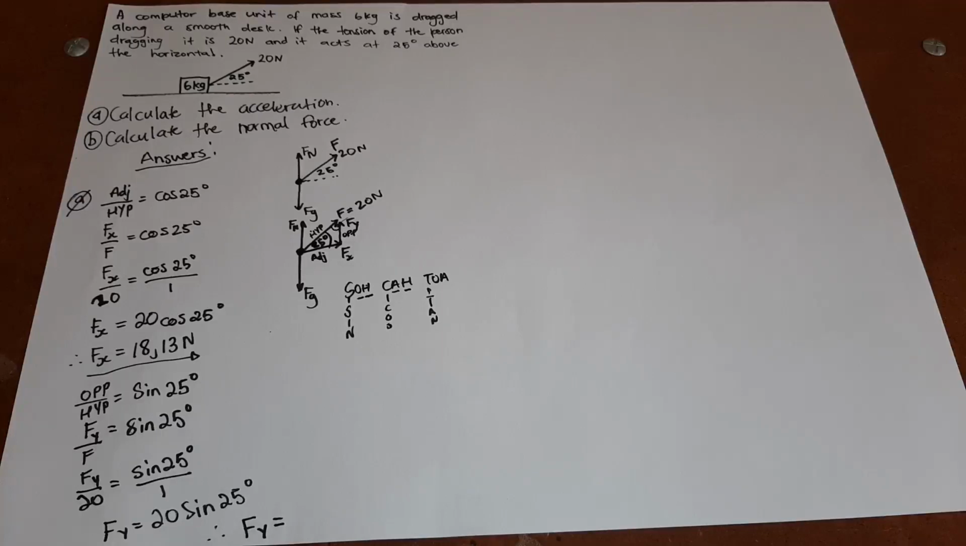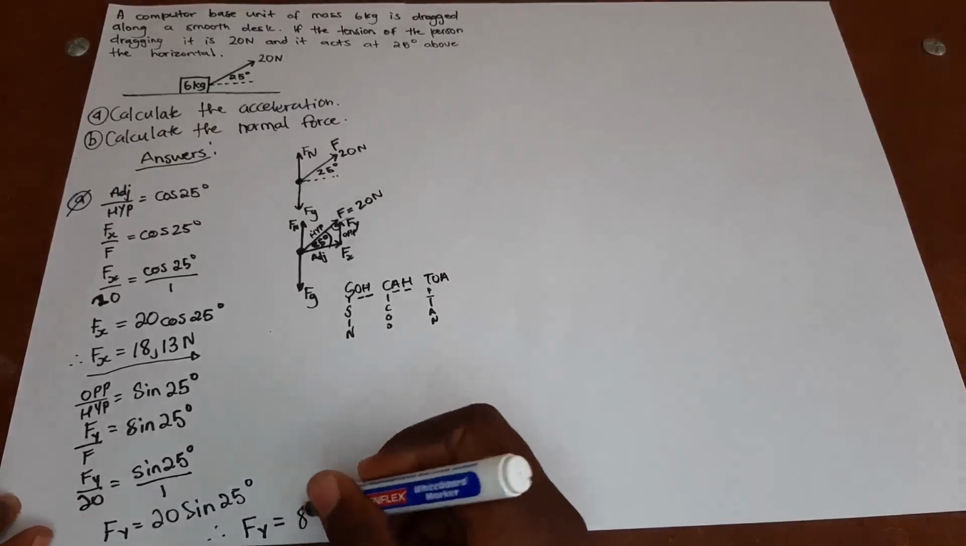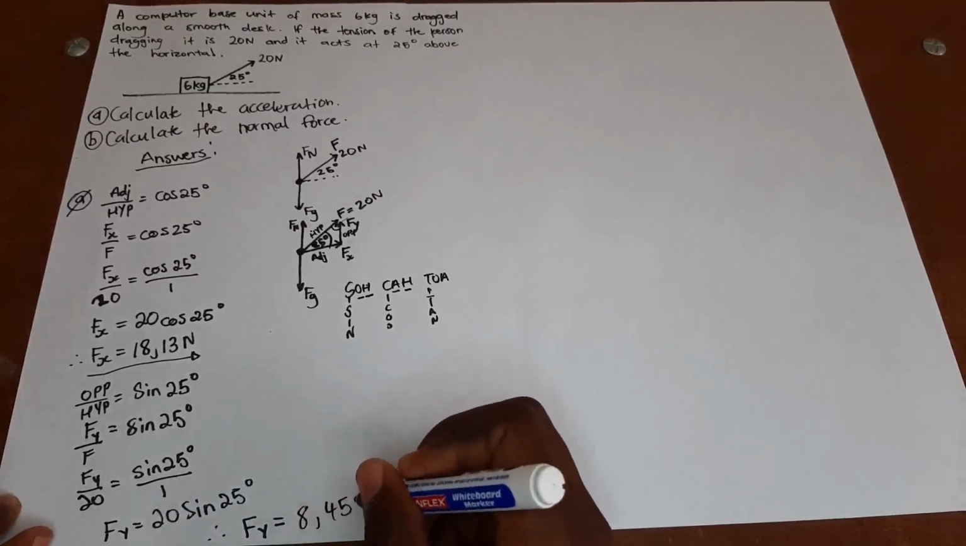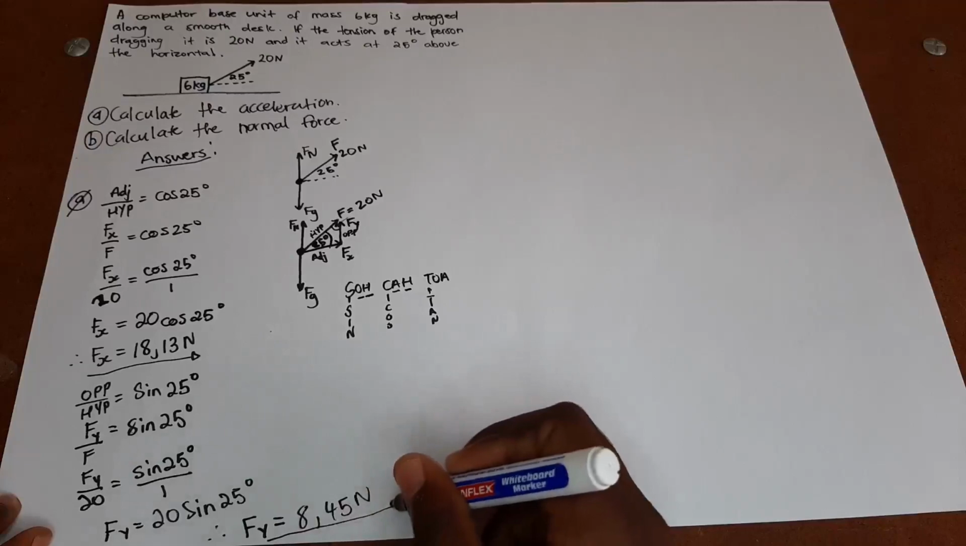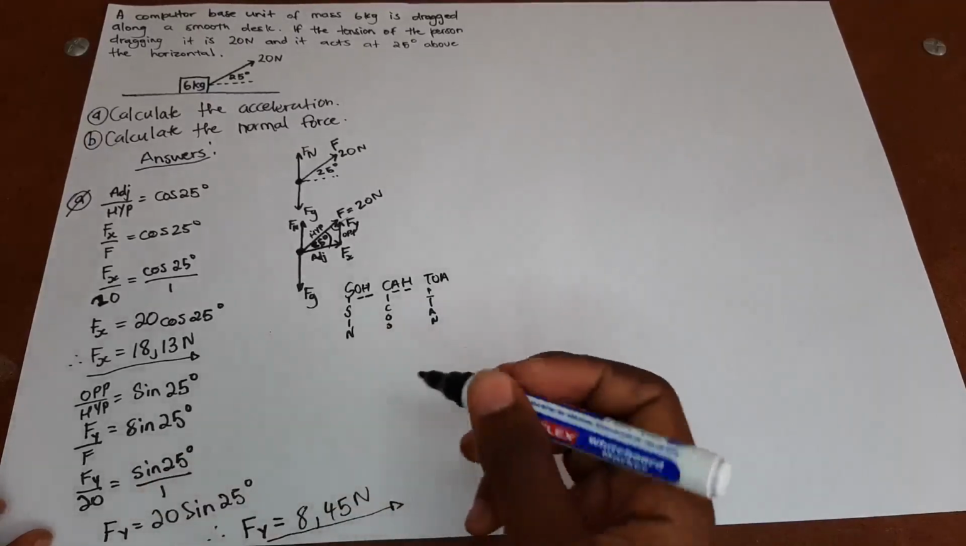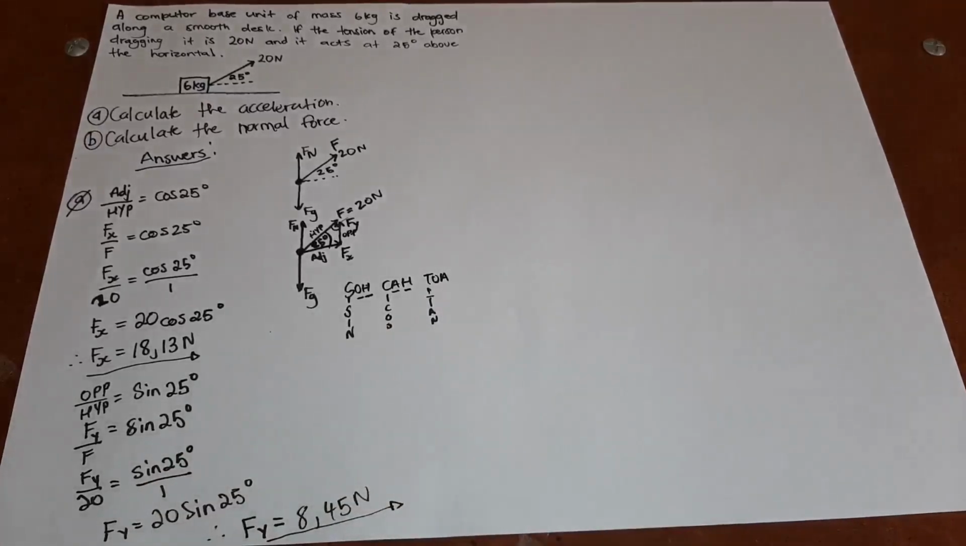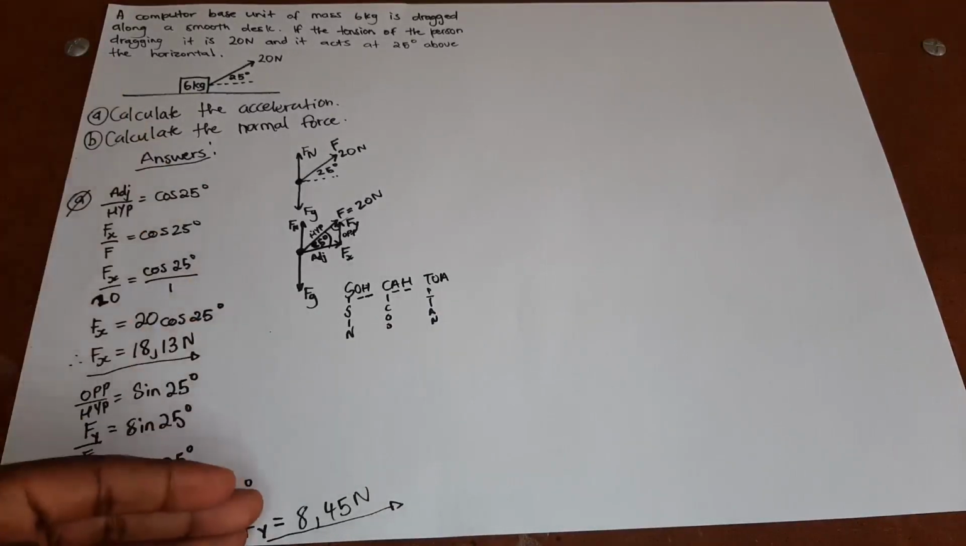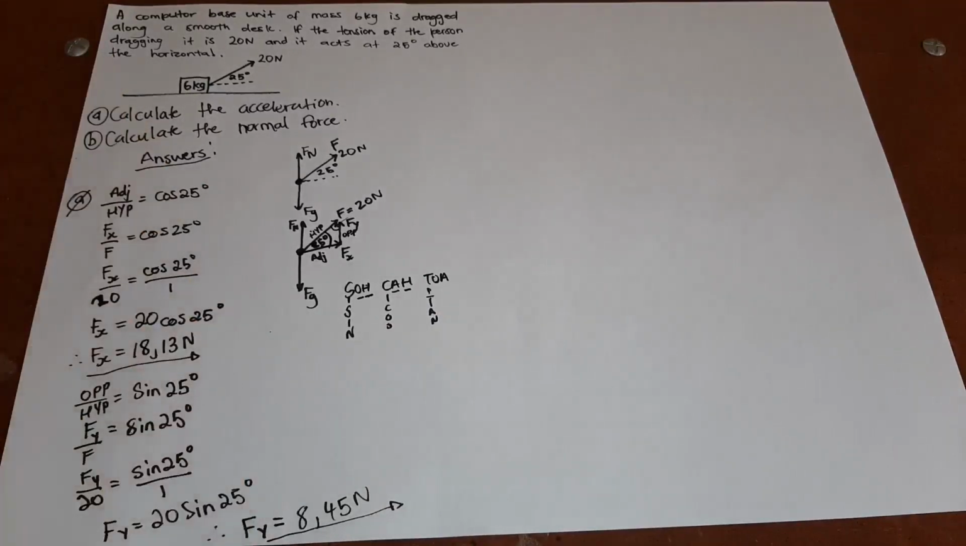So it becomes 8.45 newtons. That's how it goes. So we find our vertical component, which is equal to 8.45 newtons.